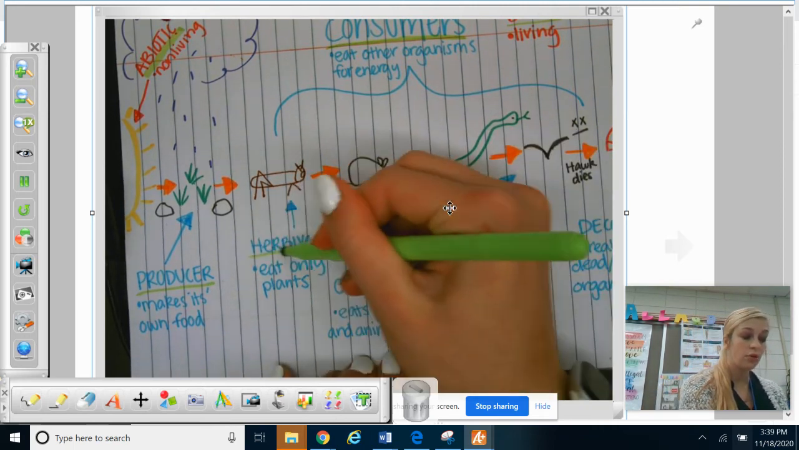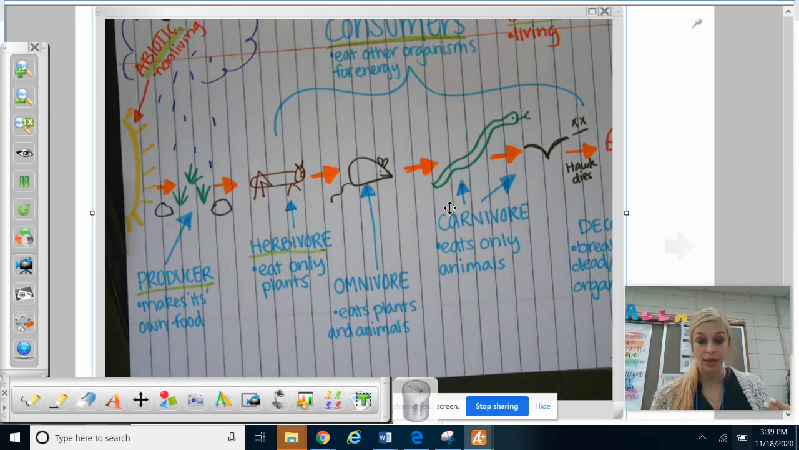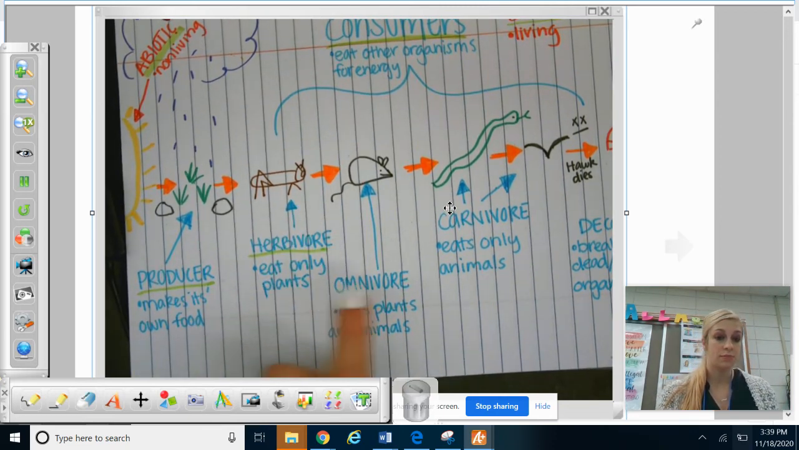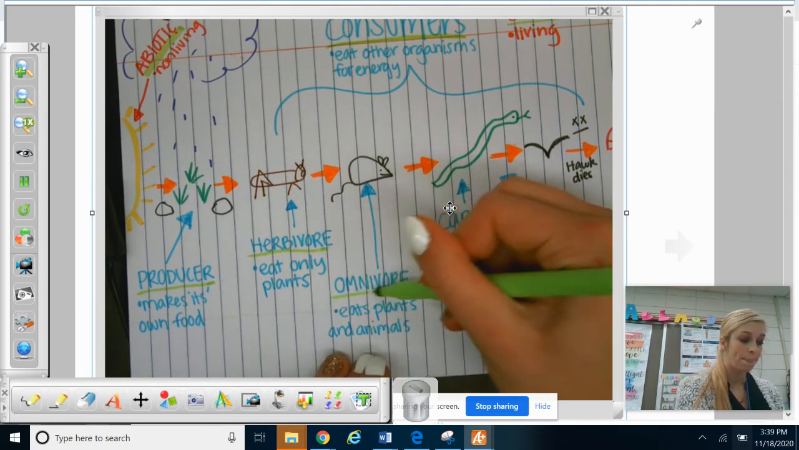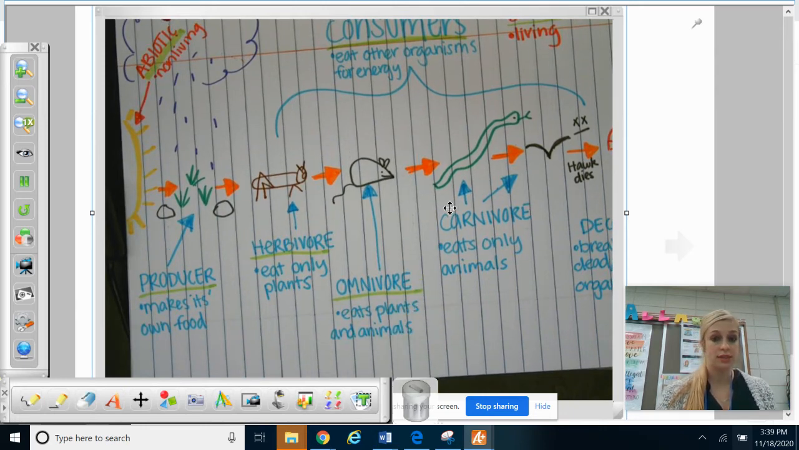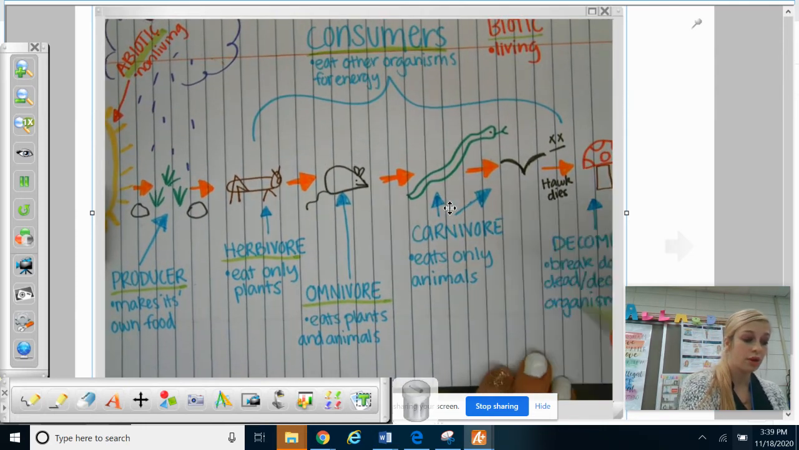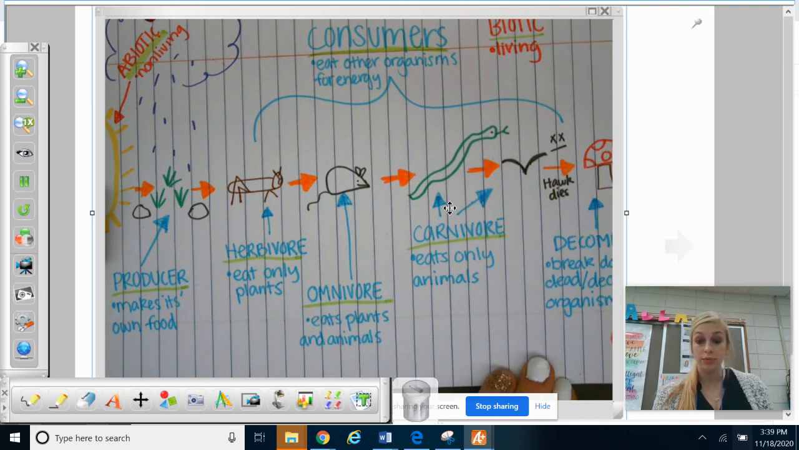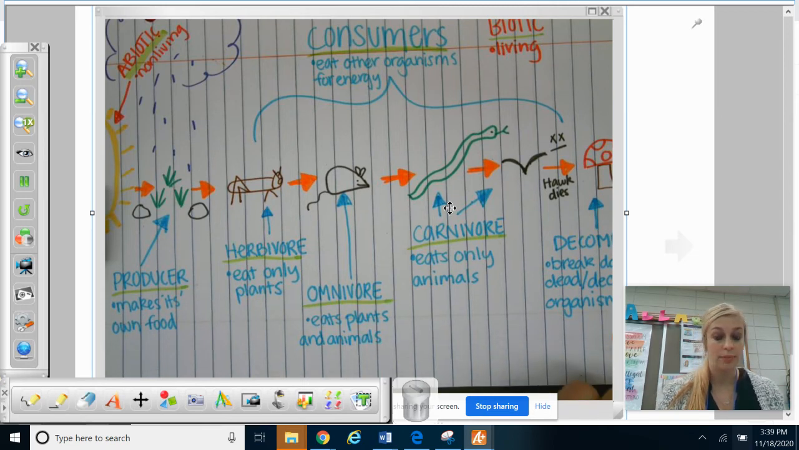Herbivores eat only plants. Think herb, think plants. Omnivores eat plants and animals. Omni means both or all. So they eat all things. Carnivores eat only meat, only animals. Carne means meat. I know I do not say that correctly, but anyways.